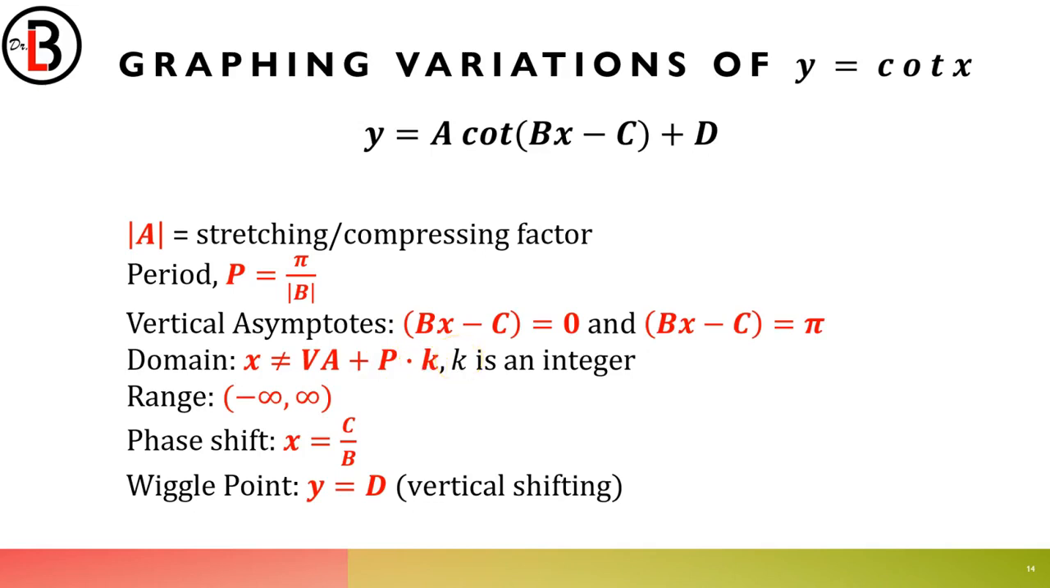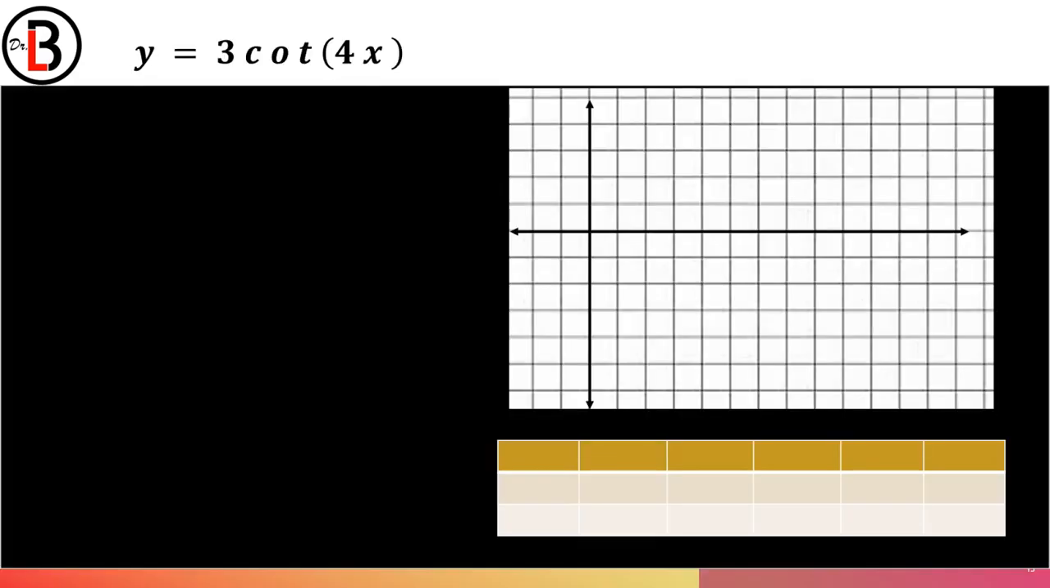For the range of the cotangent functions, they're from negative infinity to positive infinity. For the phase shift, it's c over b. And for the wiggle point, or the vertical shifting, it's at y equals d. So let's start with this example. First, let's write the coefficients or the constants. So a, b, c, and d.